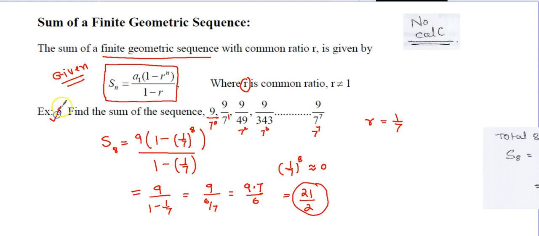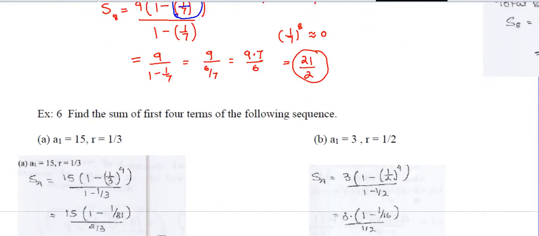So know this kind of problem, and we have to see that if the number is very, very small, for example here (1/7) to the 8th power, because 1 over 7 to the 8th power is a very, very small number, we can ignore that. So very similar here.